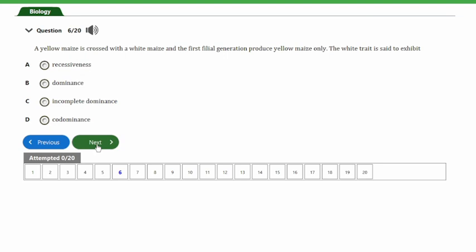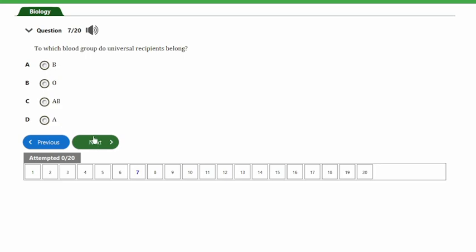It says a yellow maize is crossed with a white maize, and the first filial generation produce yellow maize only. The white trait is said to exhibit A. Recessiveness, B. Dominance, C. Incomplete dominance, D. Codominance. So guys, the answer to this question is option A, and that's recessiveness. We've already explained the concept of recessiveness, and I wouldn't like to bother you much by going back to that. And let's save your time and consider the next question, and that's question number 7.